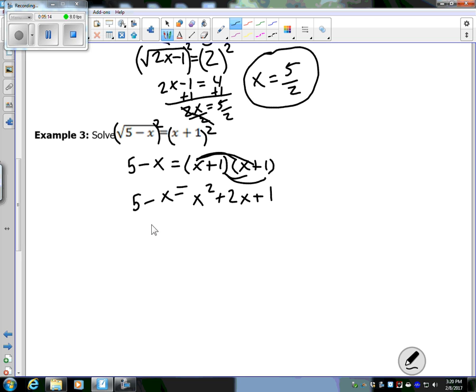Well, I see a quadratic, so let's put all of our terms to one side. The a in the quadratic right now is positive, so I'm going to move all the terms to that side. You don't have to have the a positive, but keeping the a positive in a quadratic is less confusing in the end when you use the quadratic formula or when you're factoring.